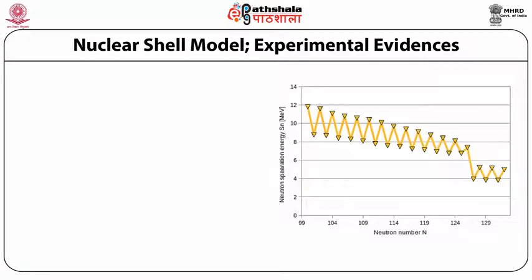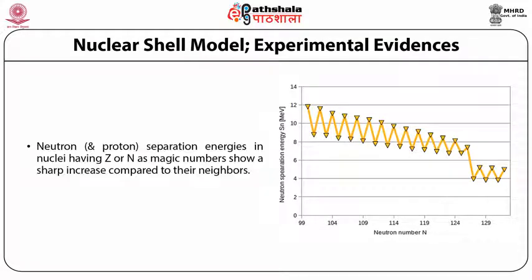Nuclear shell model, experimental evidences. We still continue our discussion about the experimental evidences in favor of the fact that nuclei have magic numbers. In this slide, again on the right hand side, a picture is given in which the neutron separation energy as a function of neutron number is plotted for various nuclei, and our observation is that the neutron separation energy goes up and down regularly till the end. What does that mean?